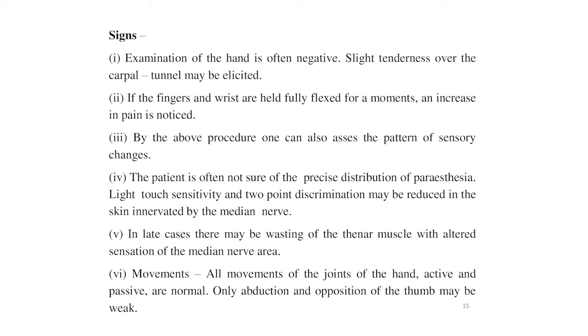By the above procedure, one can also assess the pattern of the sensory changes. The patient is often not sure of the precise distribution of paresthesia. Light touch sensitivity and 2-point discrimination may be reduced in the skin innervated by the median nerve. In late cases, there may be wasting of the thenar muscles with altered sensation of the median nerve area. Movements: all movements of the joints of the hand, active and passive, are normal. Only abduction and opposition of the thumb may be weak.